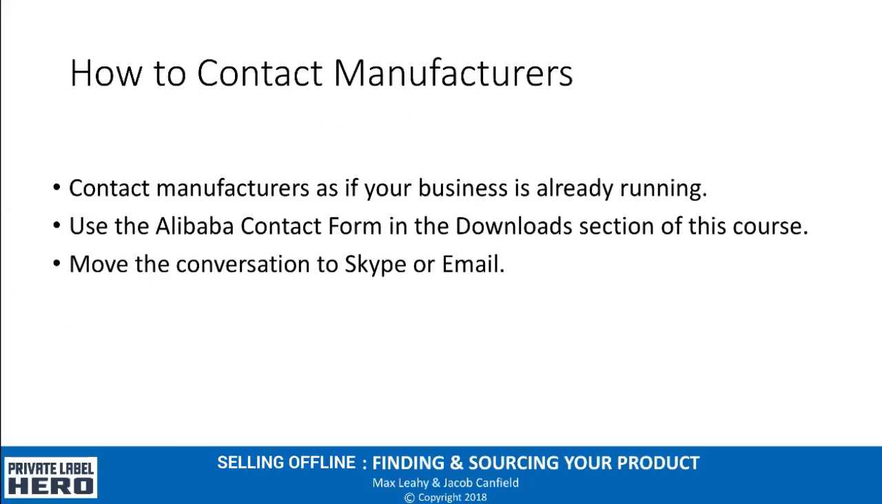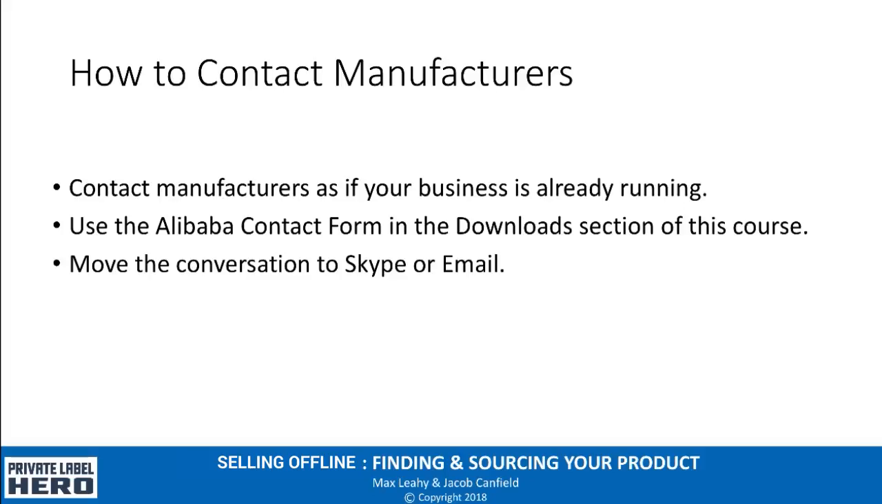Contacting manufacturers. Contacting manufacturers through Alibaba is fairly simple. Click on the listing you're interested in and click Contact Supplier. Always act as if you already have an established business. Doing this will get you a lot more responses. Next, go into the Downloads folder and download the Alibaba contact form. This form makes contacting suppliers a breeze.